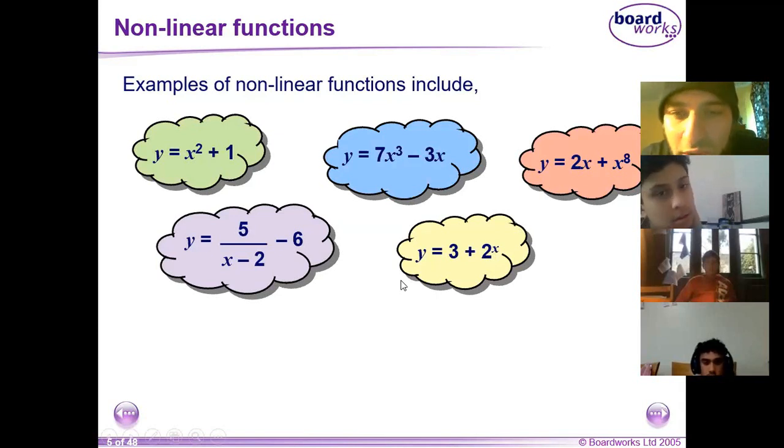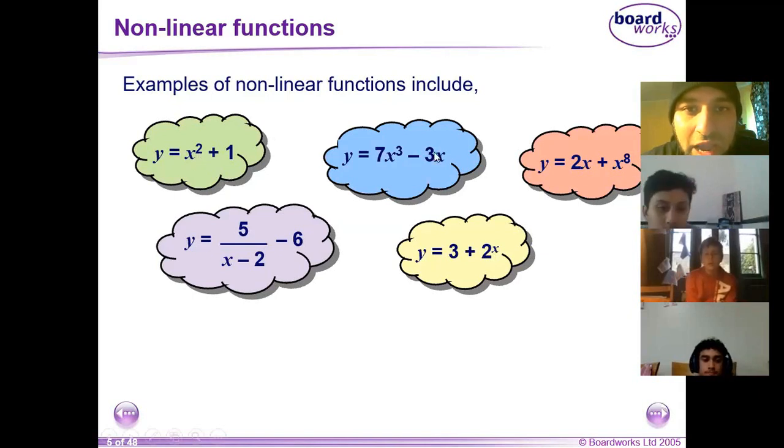What is it about these equations that's different to the equations we've looked at for straight line graphs? They have a power. They all have a power. As soon as the x in your equation has a power, your graph won't be straight anymore. That will always happen. Whenever you have a power next to the x that's not 1, in this example the power is 2, here the power is 3, here the power is 8. If you have a power that's not 1, your graph will not be a straight line anymore.